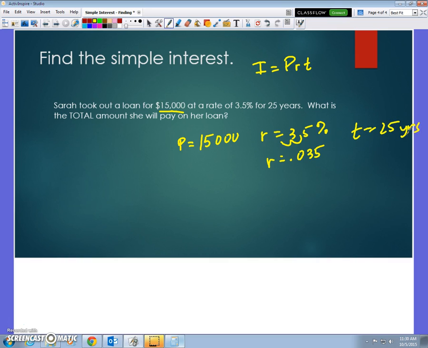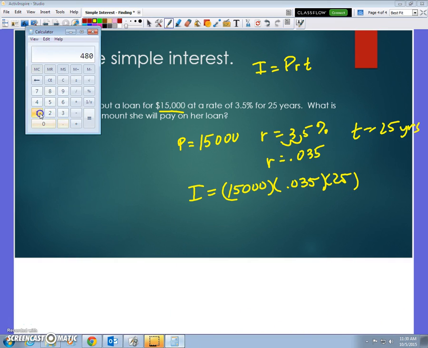So now it says, what is the total amount she will pay on her loan? That means we're going to have to pay the $15,000 plus the interest. So we've got to find how much interest we have to pay first. The interest would be 15,000 times 0.035 times 25. $15,000 times 0.035 times 25.